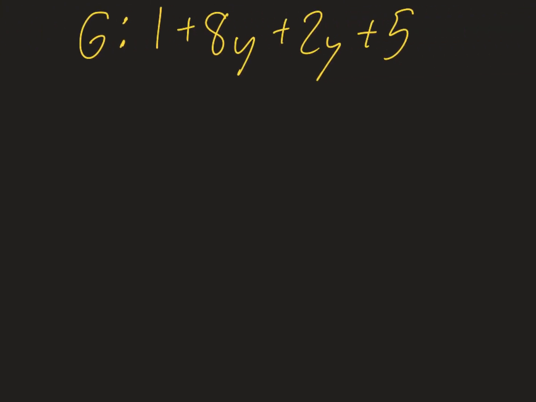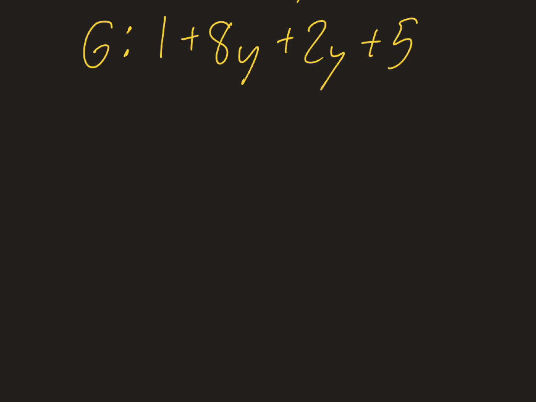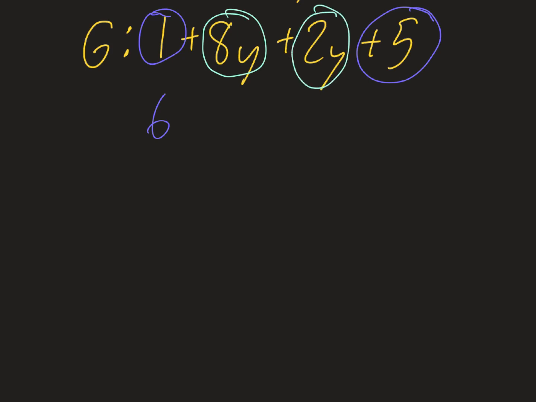Now, let's look at example G and do the same thing. 1 is a constant, so we're going to look for our other constants. In this case, 5. 1 plus 5 gives us a total of 6. Now, 8y has a y in it. Let's look for other terms that also have the variable y. In this case, we have 2y. 8y plus 2y gives us 10y. This is positive, so once we combine like terms, we get 6 plus 10y.